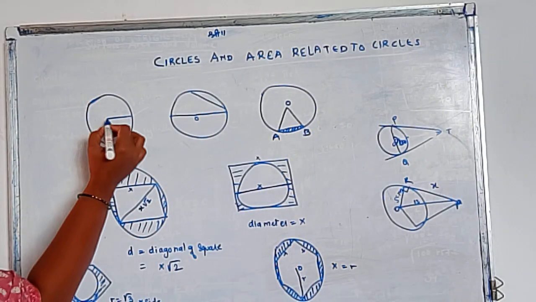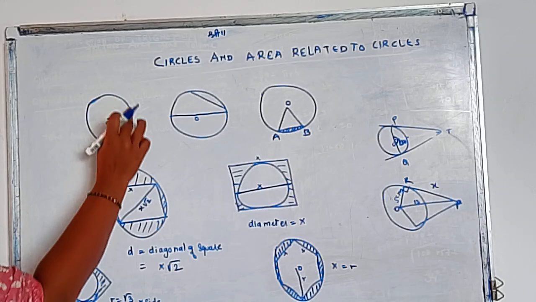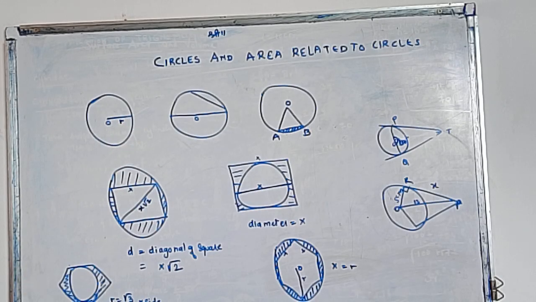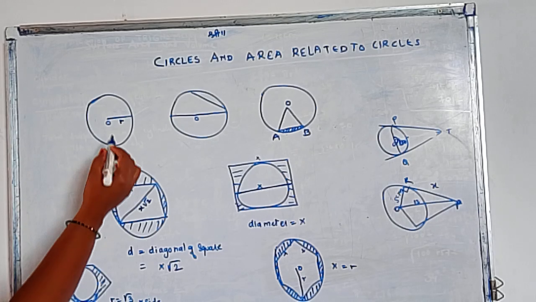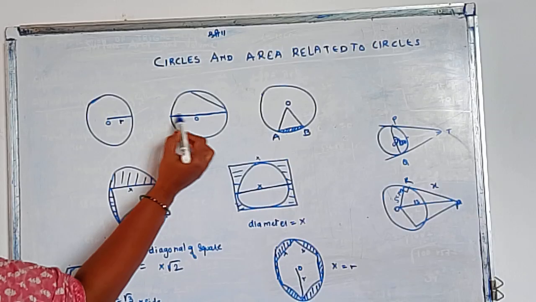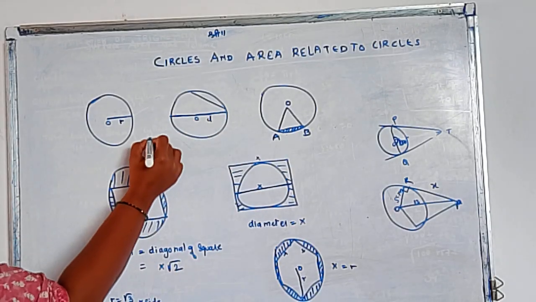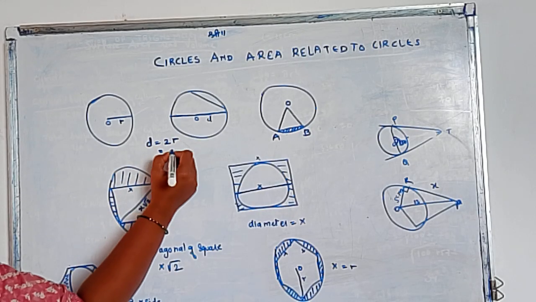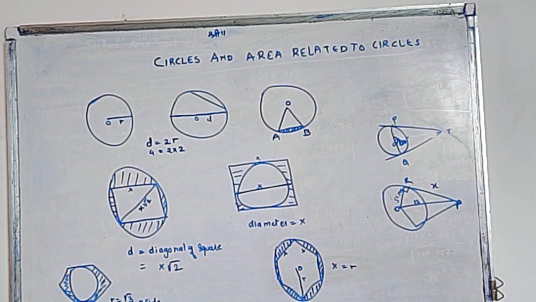A line extending from the center to the arc is called radius. The same line, if it is extended throughout from one point to the other, is called diameter. Diameter is always 2 times the radius. If radius is 2 centimeters, then diameter will be 4 centimeters.